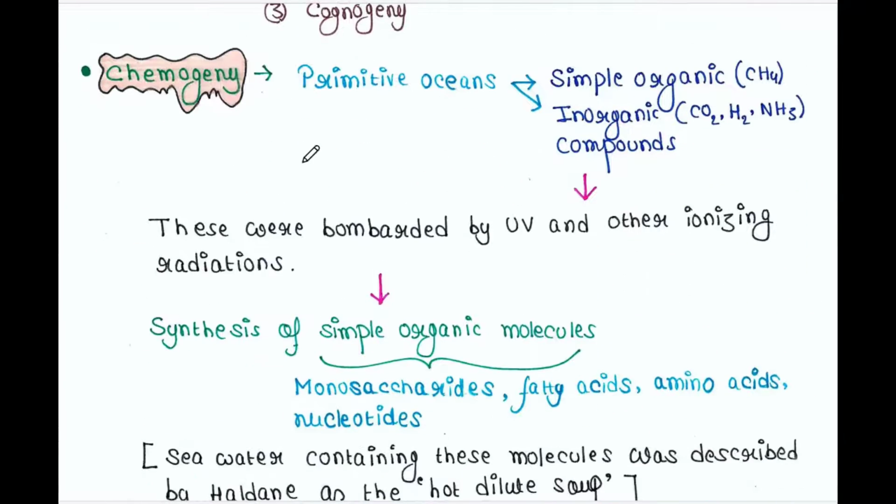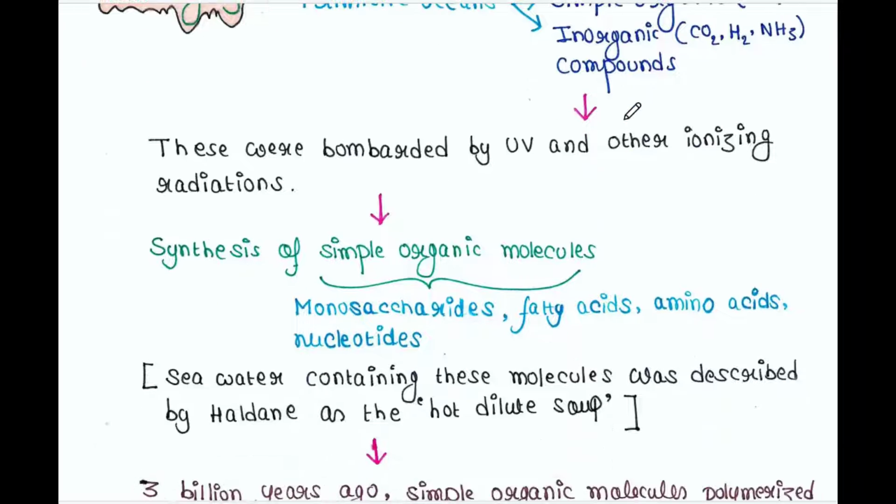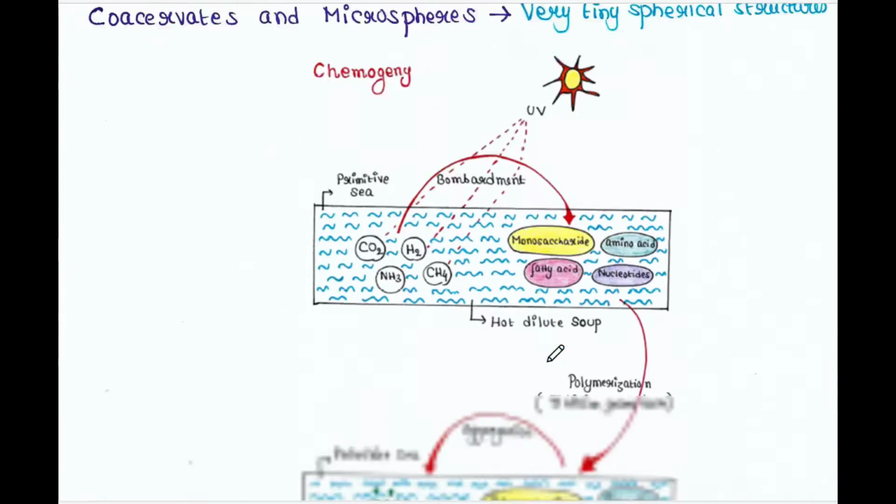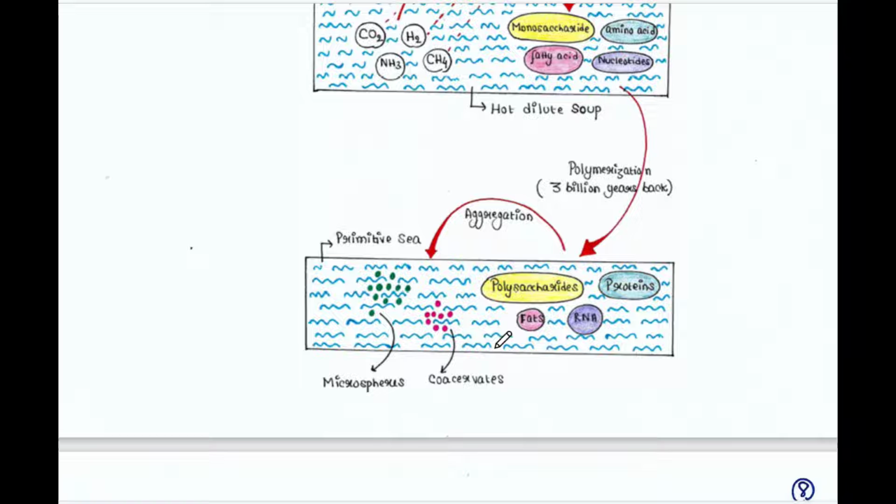So this is the primitive oceans that was full of these compounds, and these were bombarded by UV, and then synthesis of simple organic molecules occurred like monosaccharides, fatty acids, amino acids, nucleotides, and Haldane described them as hot dilute soup. Let's see the demonstration again.